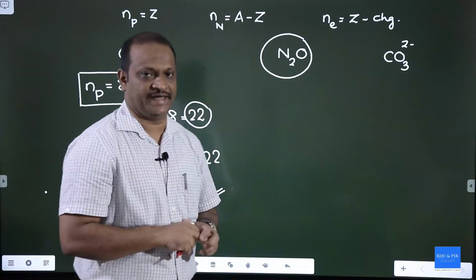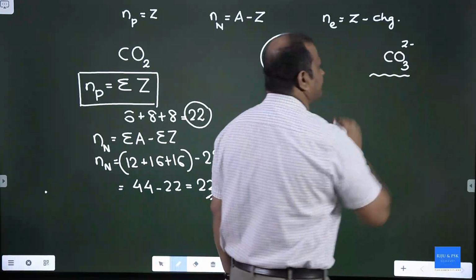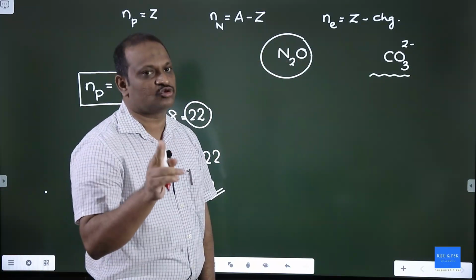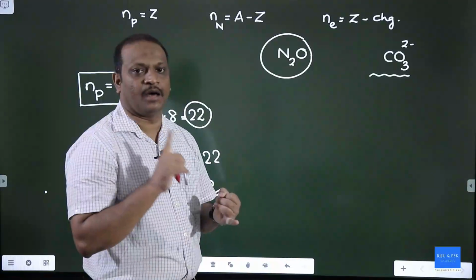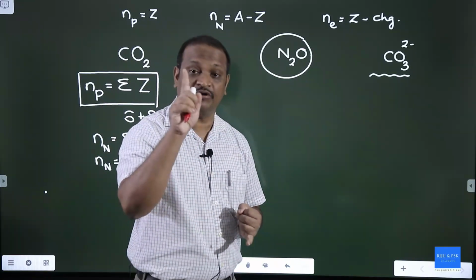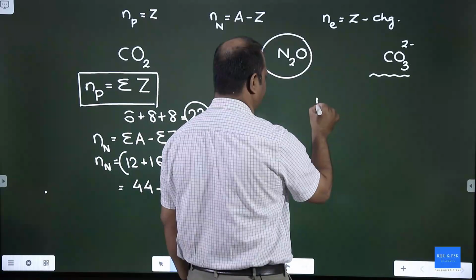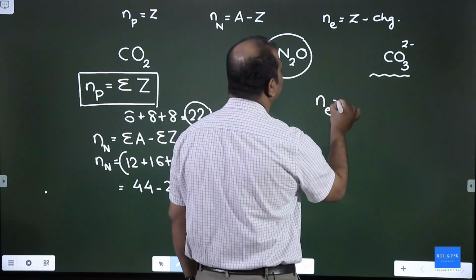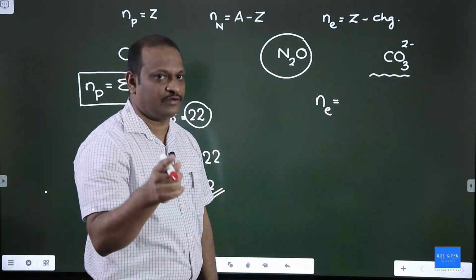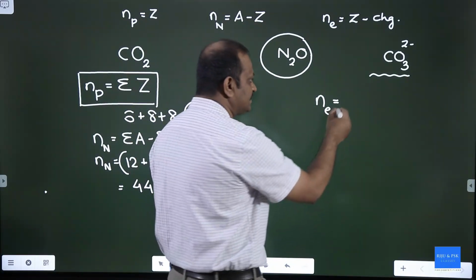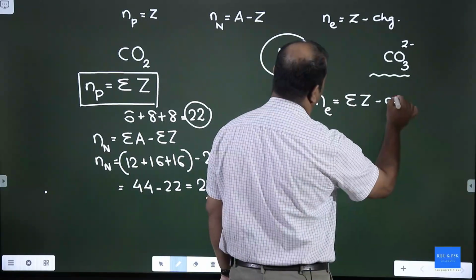Let's see how we need to solve that. Here we have CO3 2 minus. You know what the charge of that is? It's 2 minus. I am not going to calculate the number of protons or the number of neutrons. I am calculating the number of electrons. Let's see how we can find it. I am just writing the equation. Number of electrons is equal to Z minus charge. That's what you wrote earlier, but right now you change that to sigma of Z minus charge.